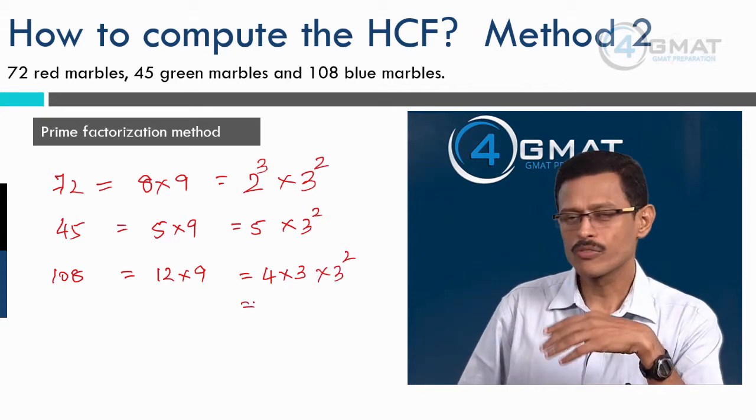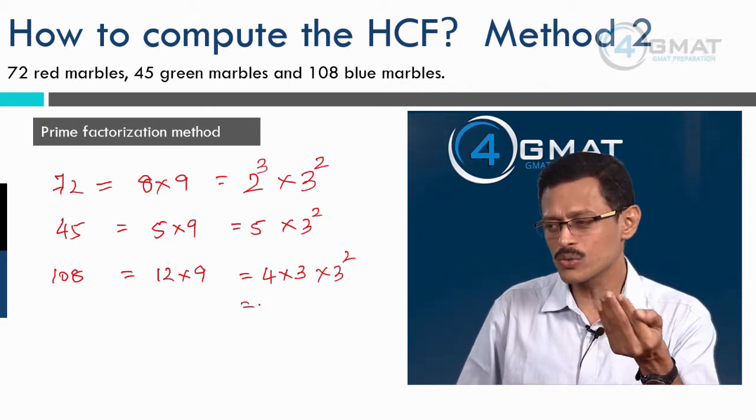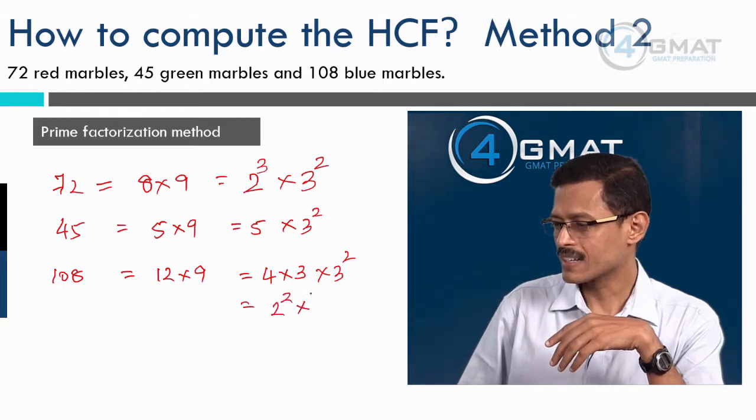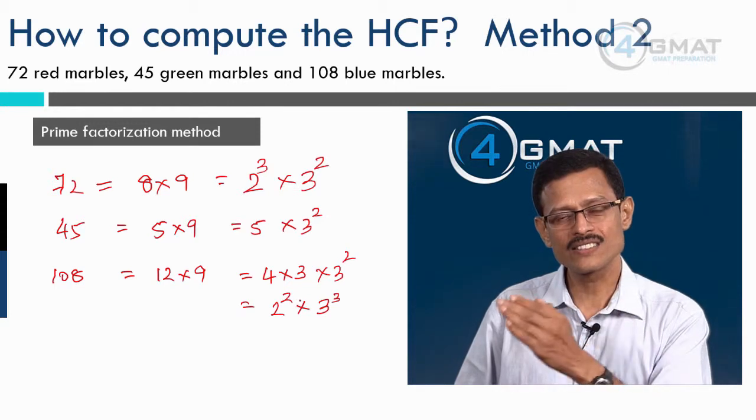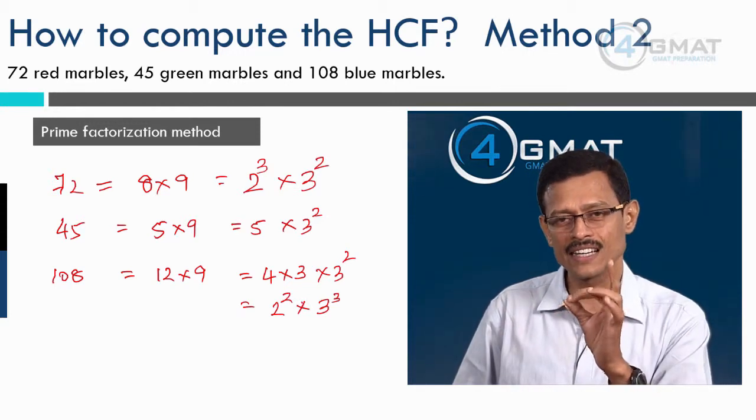The next step, 4 is also not prime. We can write 4 as 2 square, and combine this 3 and 3 square and write it as 3 cube. So we have prime factorized these three numbers, 72, 45 and 108.